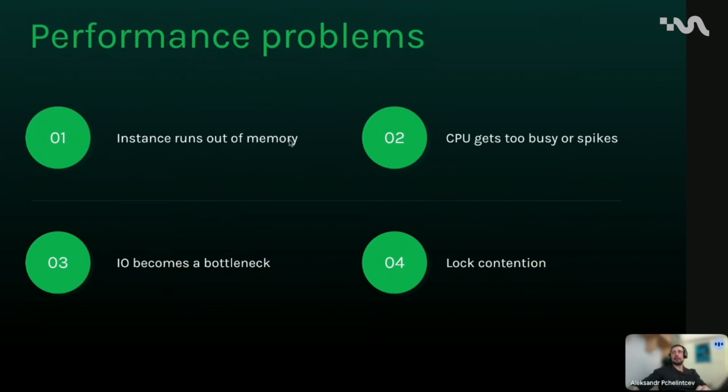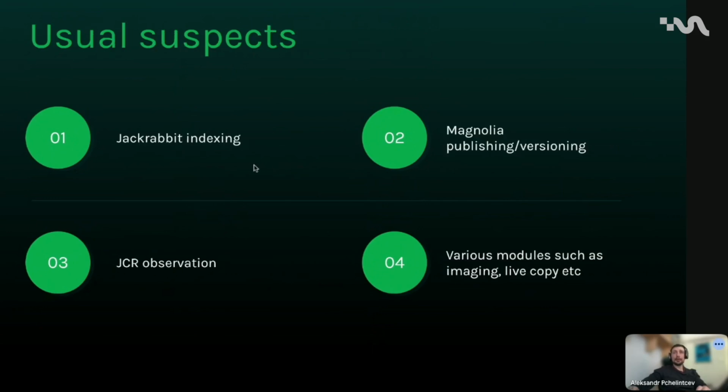And that's something that we've been trying to improve over the past several months, and that's what we're going to be talking about today. So when it comes to Magnolia, there are some usual suspects, and probably the most prominent one is unfortunately Jackrabbit. As you know, we still use Jackrabbit 2, and its features like indexing and observation, especially if not used carefully and with consideration, can cause problems.